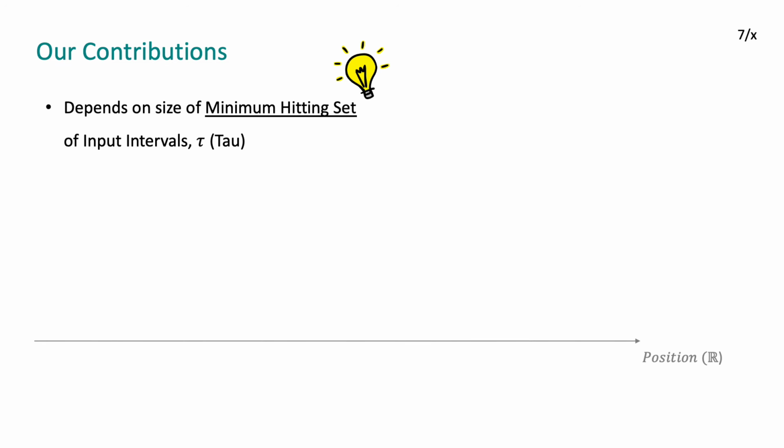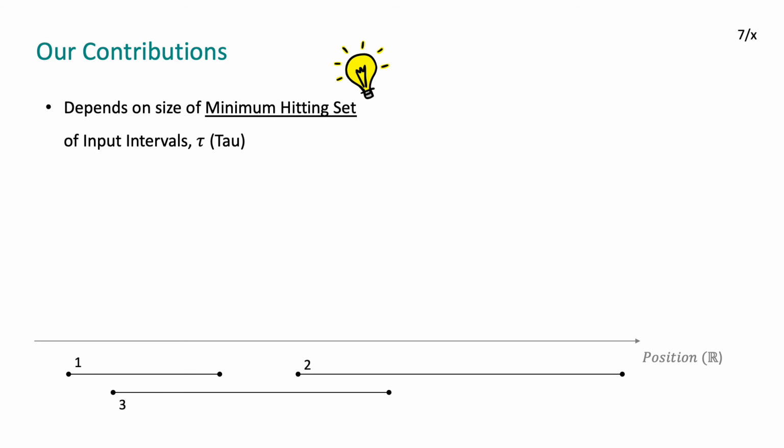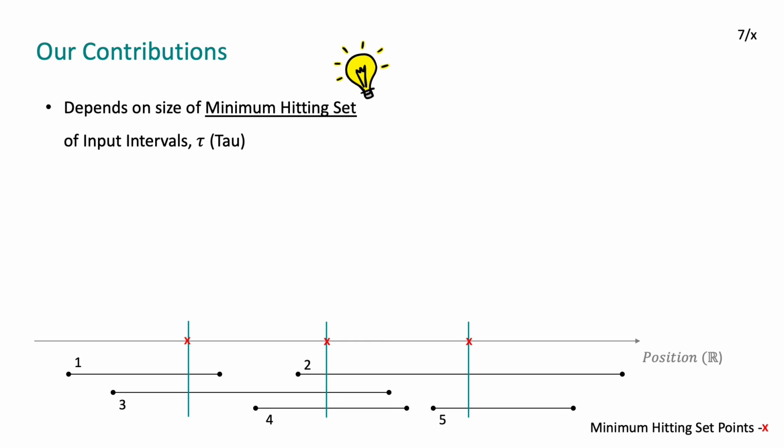Let's take an example. A bunch of 5 intervals. A hitting set is a set of points that contains at least one point from every input interval. This point hits intervals 1 and 3. The second point hits 2, 3 and 4. This third point hits intervals 2 and 5. It can be seen that this hitting set is of minimum cardinality. That is, there is no other hitting set with fewer points. The size of the minimum hitting set is denoted by tau and has a value of 3 in this example.